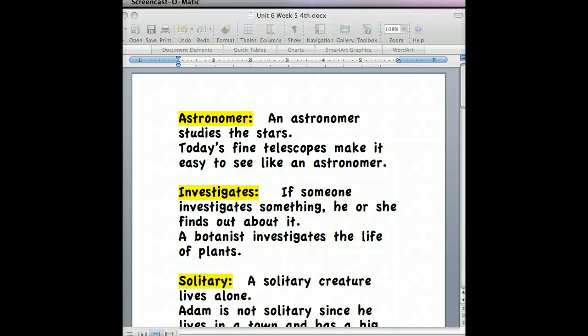This link is for 4th grade, going along with the story, The Life and Times of the Ant. If you go ahead and make sure your Treasures textbook is open to pages 762 and 763, this is where we're going to begin.